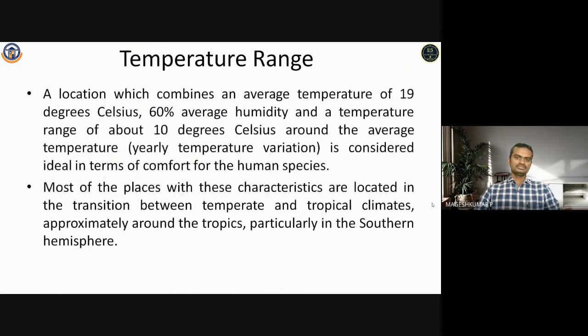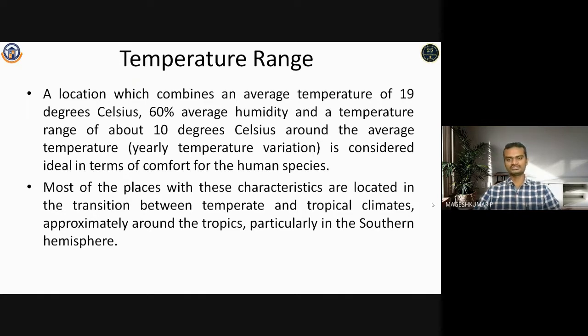A location which combines an average temperature of 19 degrees Celsius, 60% average humidity, and a temperature range of about 10 degrees Celsius is considered ideal in terms of comfort for the human species to live on the earth. The range means the variation between minimum and maximum temperature. So the average temperature 19 degrees Celsius, humidity 60%, and variation around 10 degrees is the ideal condition for human beings.